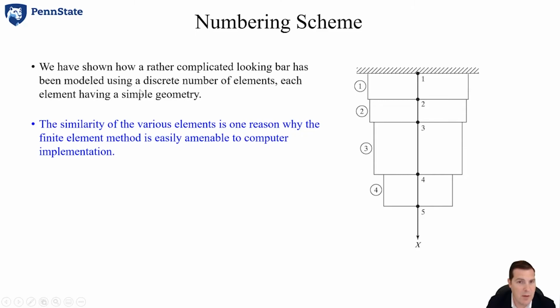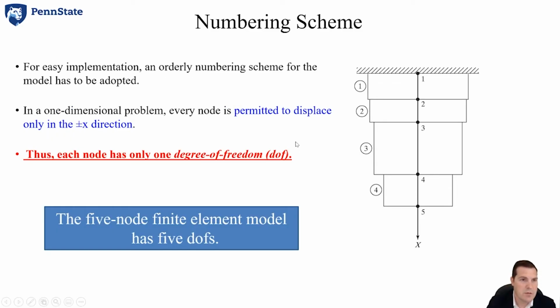Okay, so we took a rather complicated looking bar and modeled it as a discrete number of elements, each having a simple geometry. The similarity of the various elements is one reason why the finite element method is easily amenable to computer implementation. This is just the intro statement that you'll see in this class, that we start to look at repeated patterns of element types. It really helps us out as we scale this up. All right, so for easy implementation, an orderly numbering scheme for the model has been adopted. In a one-dimensional problem, every node is permitted to displace only in the x direction, and each node has 1 degree of freedom. So what does it mean?